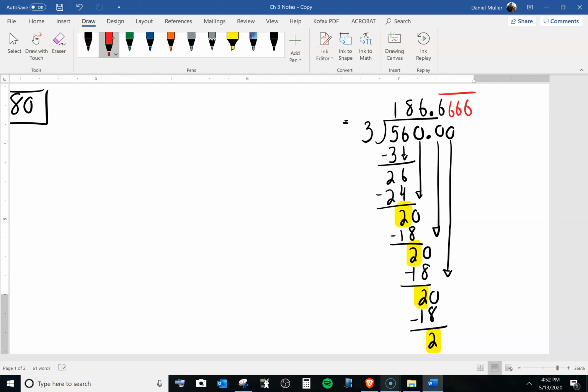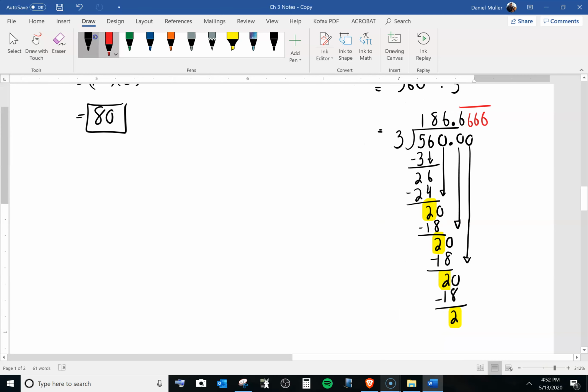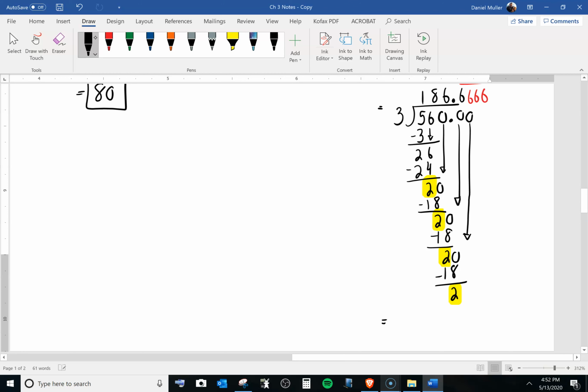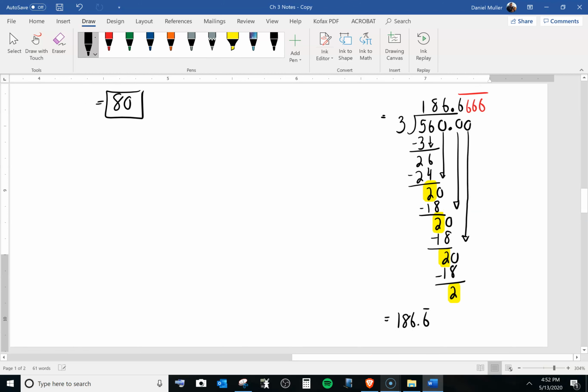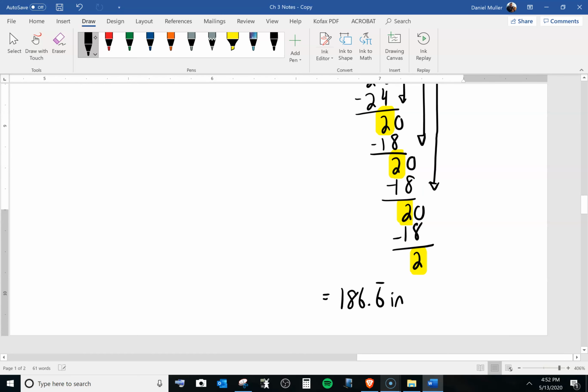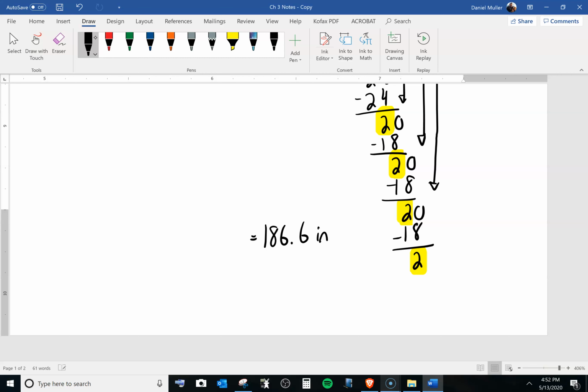So 186.6 repeated. And that is our final volume. And then I guess I don't know what the units are. Inches cubed. Maybe I'll write that just over here. 186.6 inches cubed, and the 6 goes on forever.